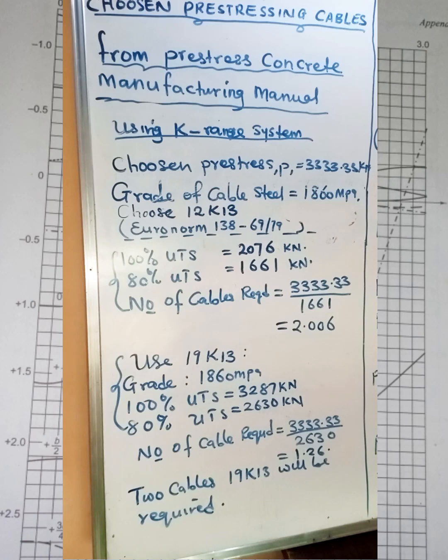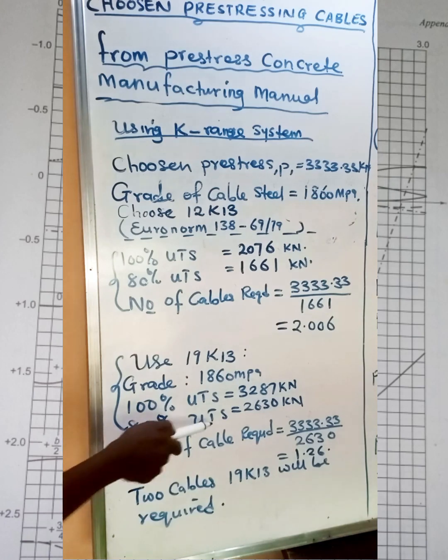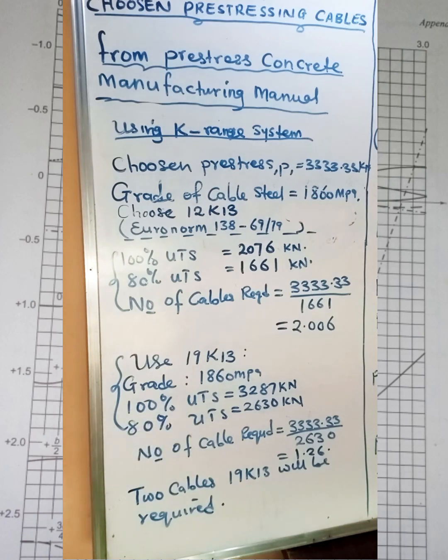So if we divide this by the ultimate tensile stress to know the number of cables for 80%, we'll have 1.26 numbers of cables. All right. So from all implication, it's obvious we are going to make do with 2 cables of 19K13. Okay. So the number of cables that will be required for this section is 2 19K13 cables, with ultimate tensile strength at 80% to be 2,630 kilonewton for the cable.